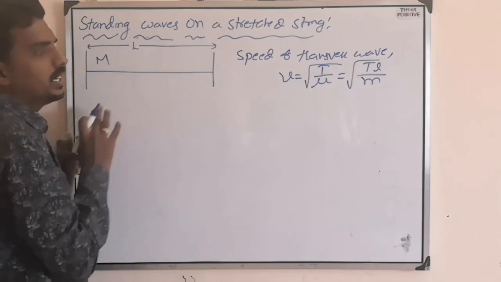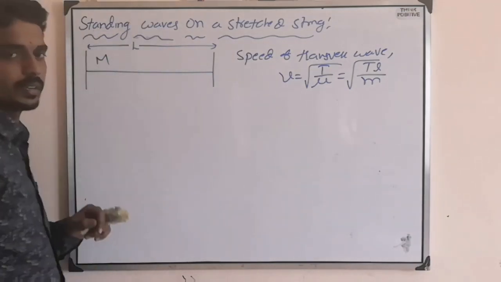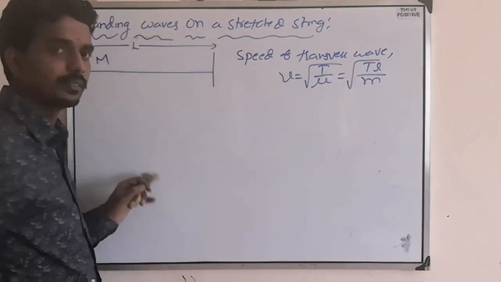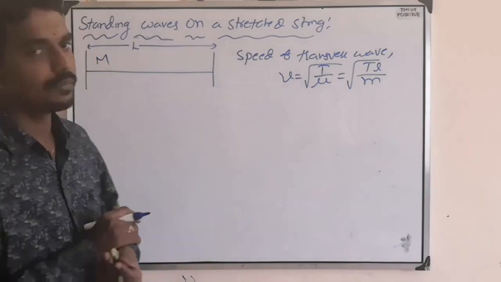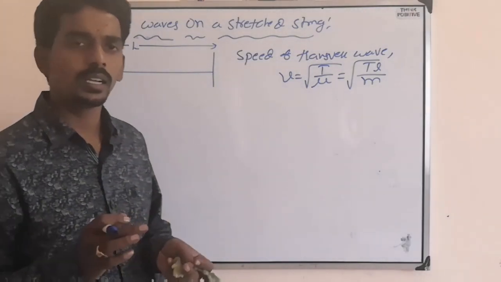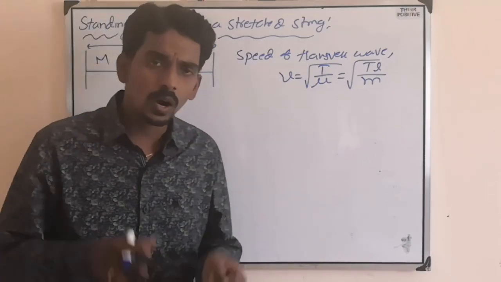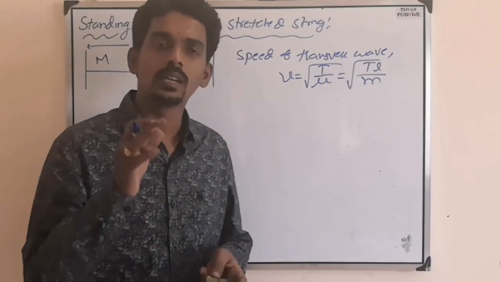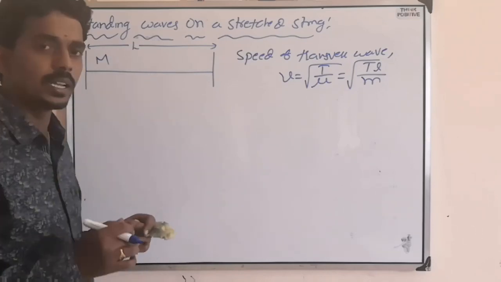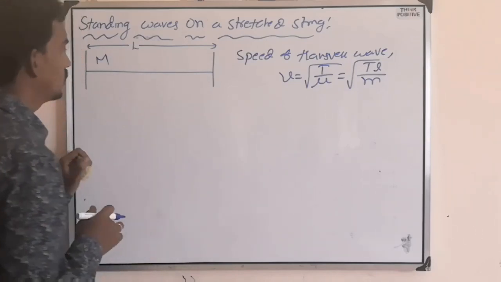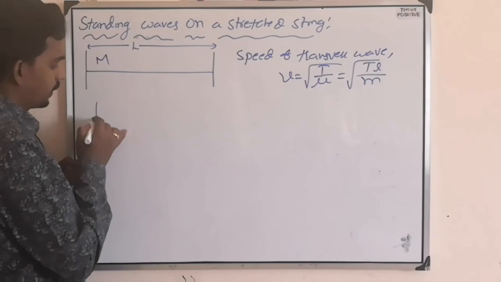Now with this speed the wave will travel and it will vibrate. You can pluck anywhere, and depending upon the position you are plucking, the number of loops will form, so that the string will vibrate with different frequencies. Here what we are going to study is the possible frequencies when this stretched wire is vibrating.